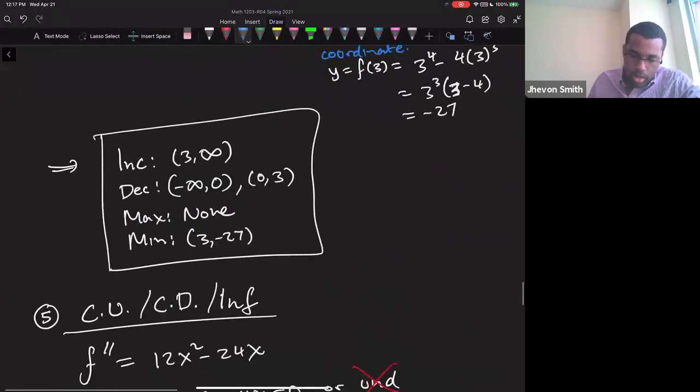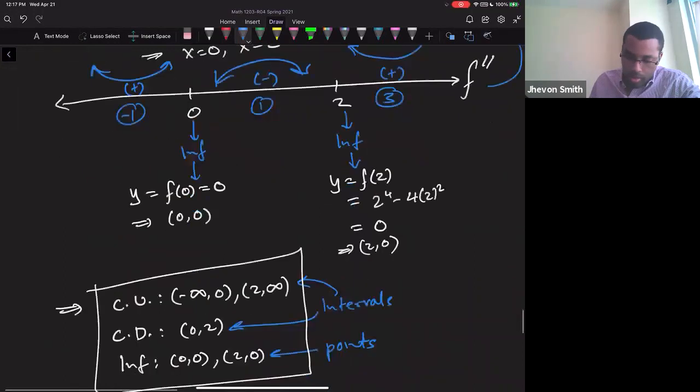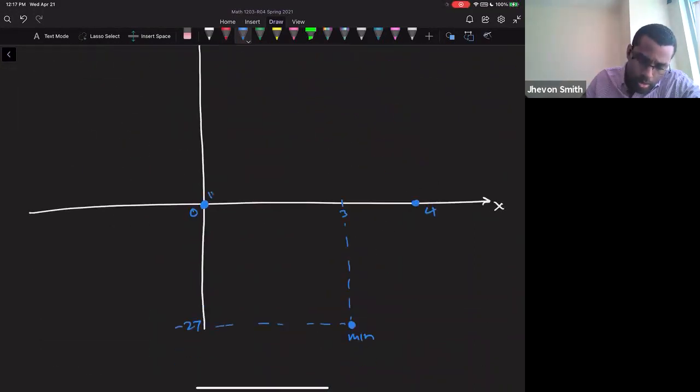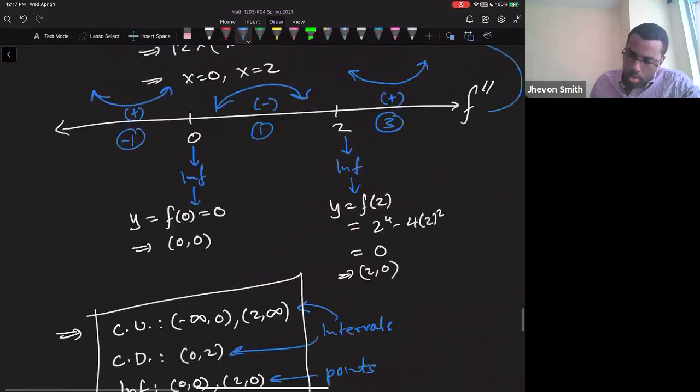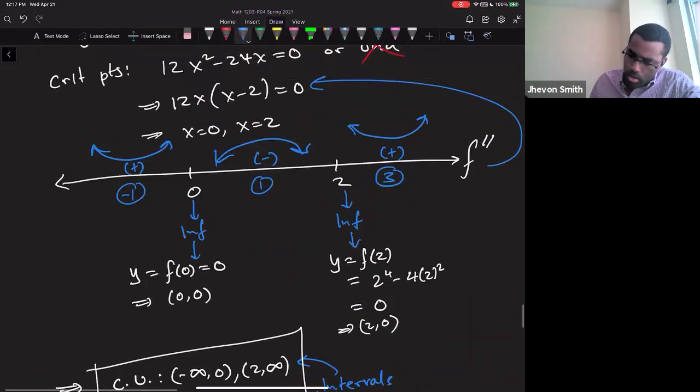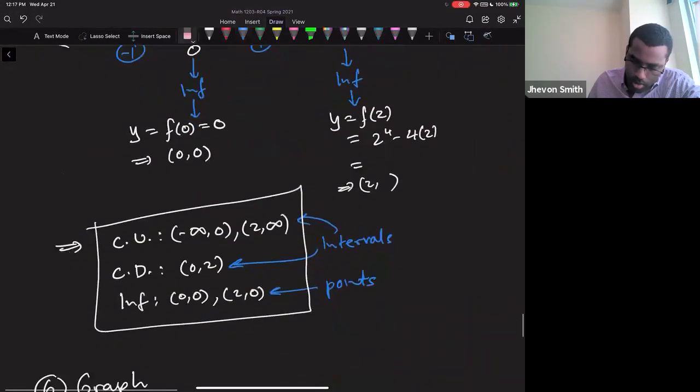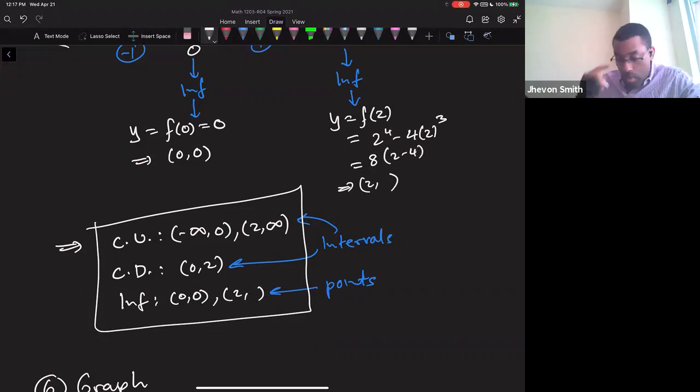All right, what other coordinates do I have? I have 2 inflection points. 0 is an inflection point. And then 2, sorry, this was cubed. Yeah, that didn't make any sense. 2x cubed, which that would be 8 times 2 minus 4, which is minus 16.